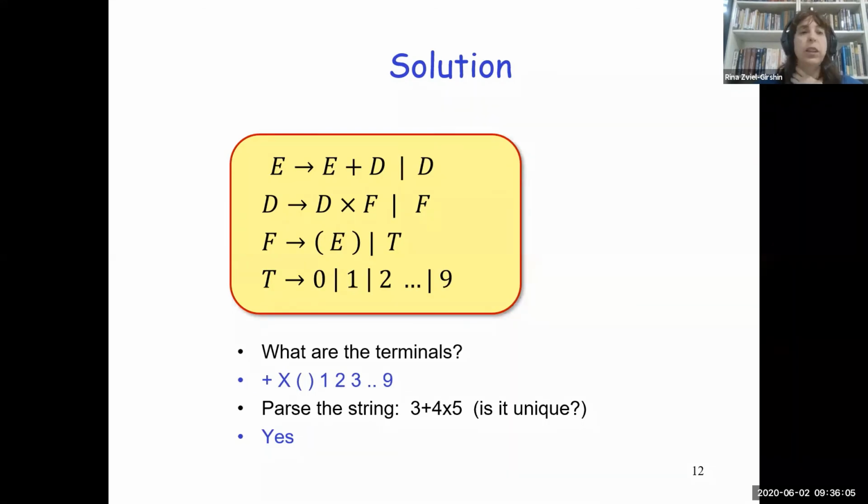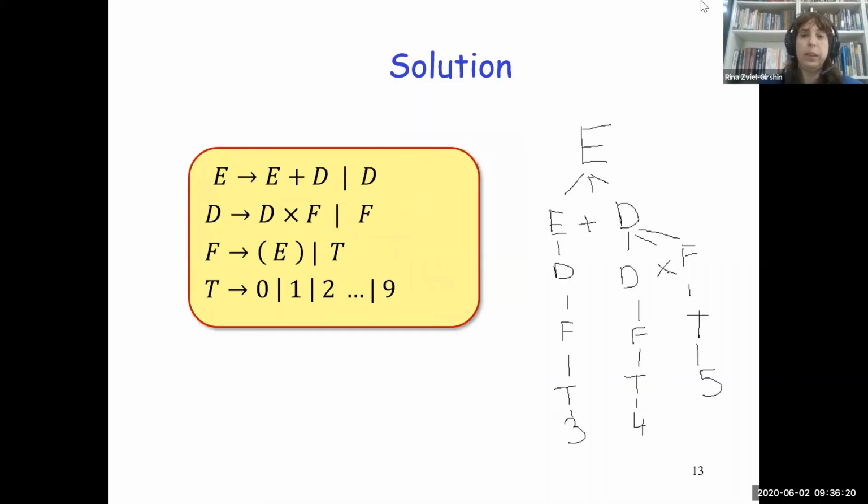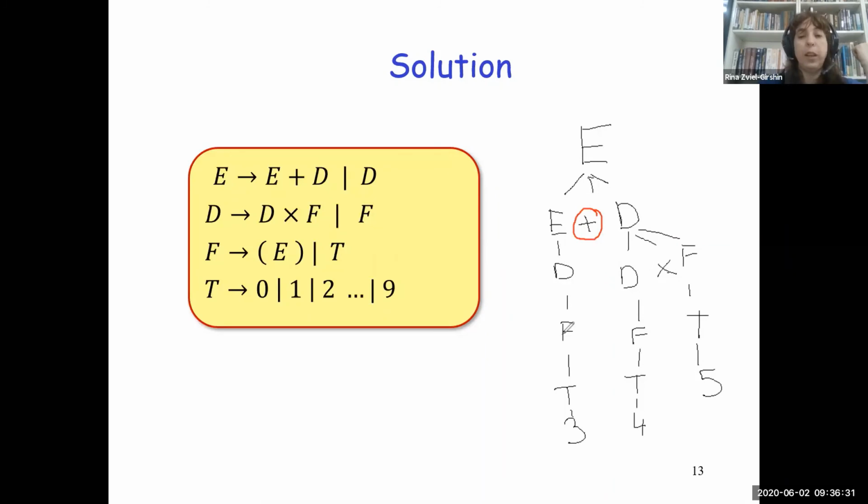So let's move to 3 plus 4 multiplied by 5. This grammar is actually not an ambiguous grammar. Therefore, there is only one parse tree for 3 plus 4 multiplied by 5. So I will show you the result. From E, we derive E plus D, since we saw the plus sign. From E, we derive D, from D we derive F, from F we derive T, and then we have 3.